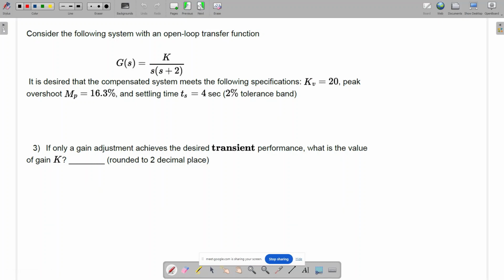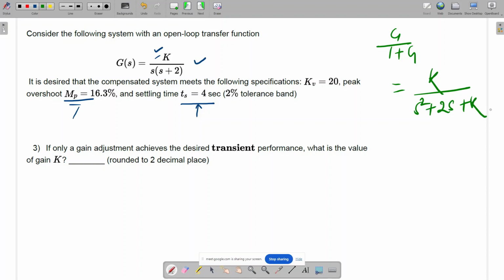So this is another question. Here an open loop transfer function is given: G(s) equals K by s into (s plus 2), and some time response specifications are given: Mp is 16.3% and Ts is 4 seconds. We have to calculate the value of K to achieve this peak overshoot and settling time. We can write the second order transfer function as G by 1 plus G for unity feedback. That will be K by s square plus 2s plus K.